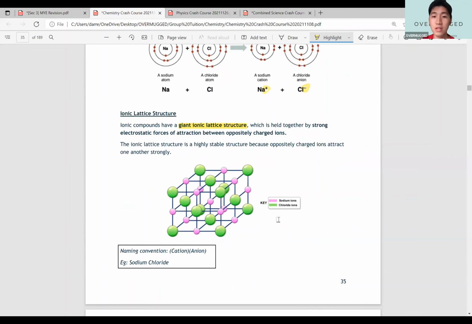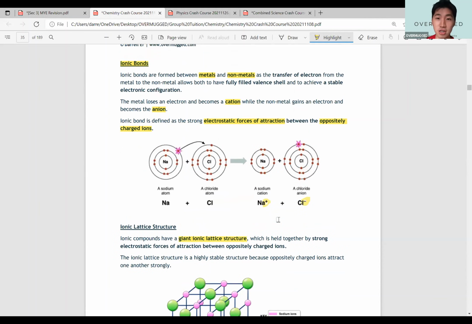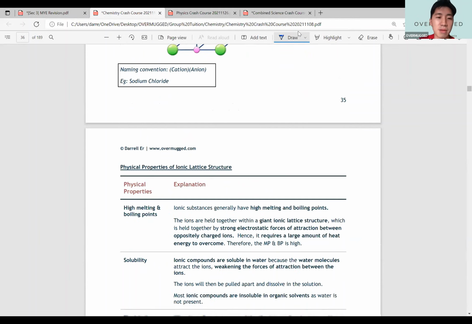Okay, right? So if the school is asking you, describe in terms of structure and bonding, the structure is giant ionic lattice structure. So this one here is structure. Bonding is talking about the strong electrostatic force of attraction between your oppositely charged ions. Okay, so your school will always ask you, in terms of structure and bonding, explain why, blah, blah, blah. Okay, what would they ask you to explain?